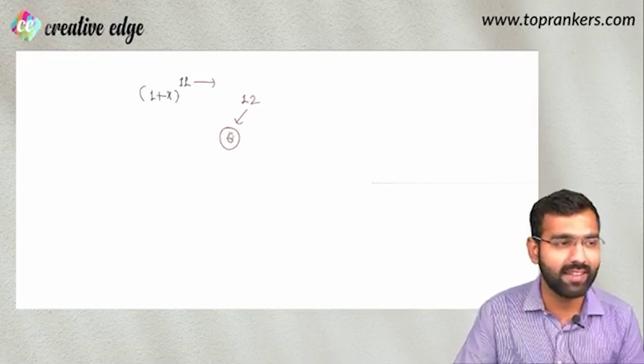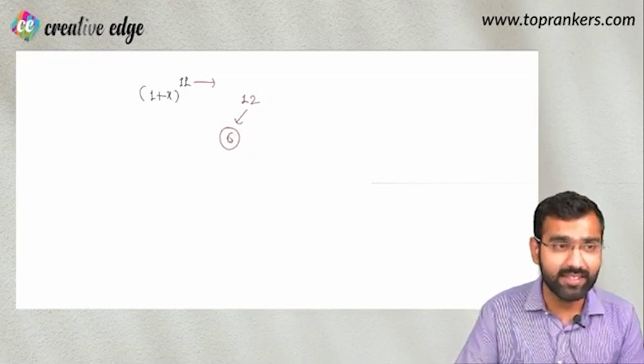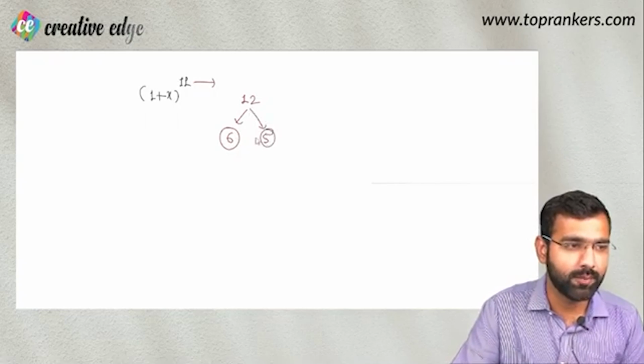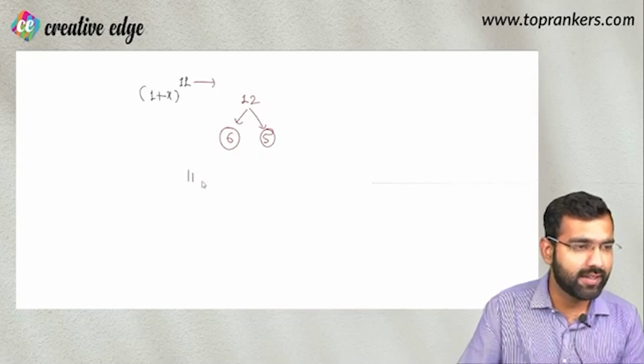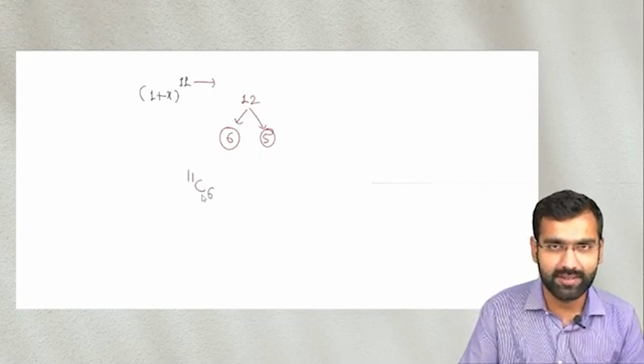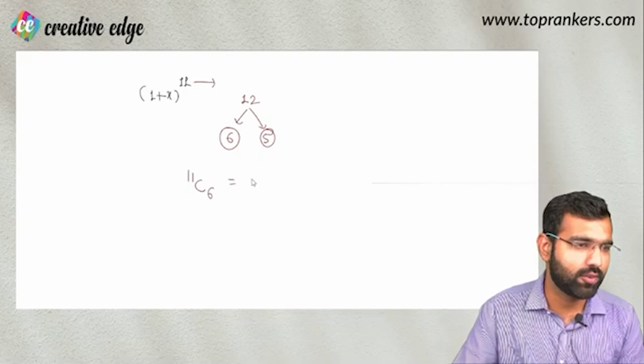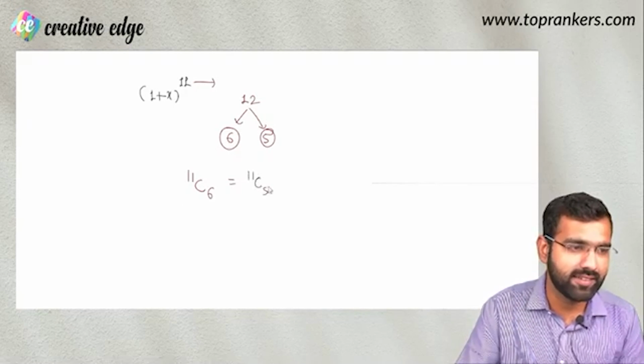Either you write it as 11c5 or 11c6. Either of them is going to be correct. So either the sixth term or the fifth term, both coefficients will be equal and largest. On that basis, I can write the largest coefficient will be 11c6, and 11c6 or 11c5, when you expand, I'll treat it as 11c5.